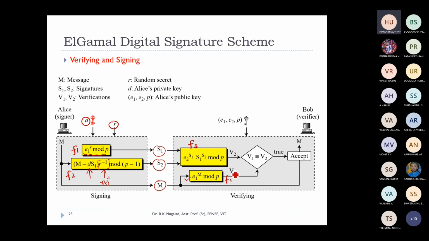We are using the same function here to create the first verification value V1, and for V2 they are using E2 power S1, S1 power S2 modulo P to get my second verification value V2. Right, if both are the same, then it will be accepted here. Okay. So I hope it is clear, right? Before moving to the example, whatever we just said now, if it is clear, can you raise your hand?